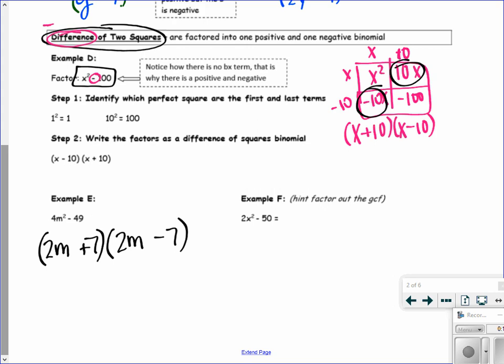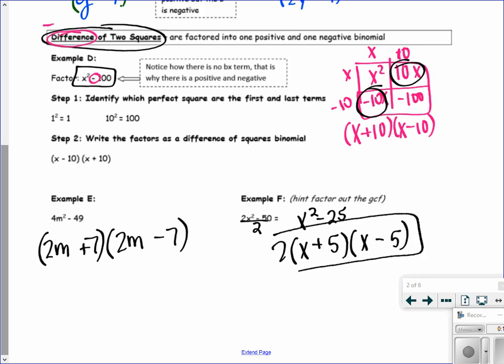Are they both perfect squares? There's a GCF. What are they both divisible by? Divide by 2, that makes it x squared minus 25. Are those perfect squares? Yeah. Then that means we've got x and 5. In both parentheses, one is a plus, one is a minus. What also needs to be included for your answer? The GCF, the 2 and the 5. Yes. Good question.